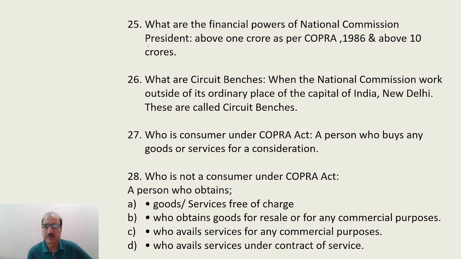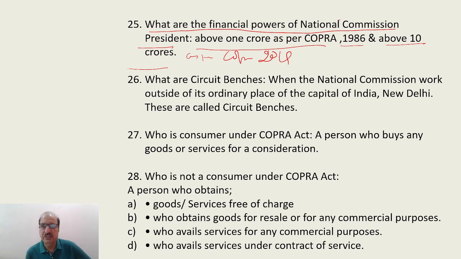Question number 25. Now we are coming to: what are the financial powers of National Commission president? We are done with district and state. Now what is the power of National Commission? Above 1 crore as per 1986 and above 10 crore as per COPRA 2019. Under Consumer Protection Act 1986, the power of National Commission is above 1 crore, and in the case of 2019, above 10 crore.